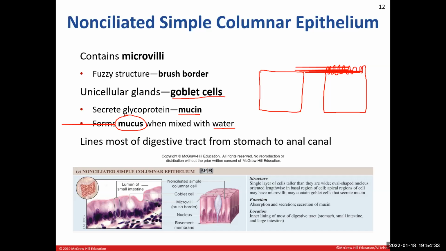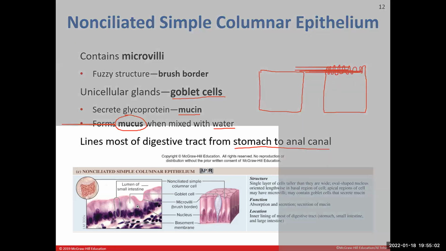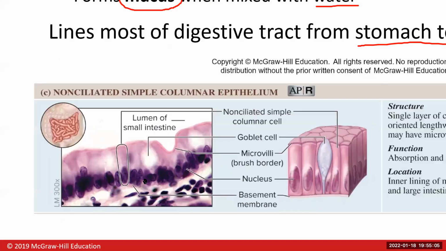So where do we find this type of epithelium? You are going to find it in your digestive tract, pretty much from the stomach all the way down to your anus. So that's going to include stomach, small intestine, large intestine, and anus, all the way down through there. And that's one single cell layer thick. So if you look here on the picture, I'll zoom in. Here you can see the columnar epithelium. Here are the nuclei at the bottom of the cells. And at the top, you can see this brush border here. And that's from the microvilli.